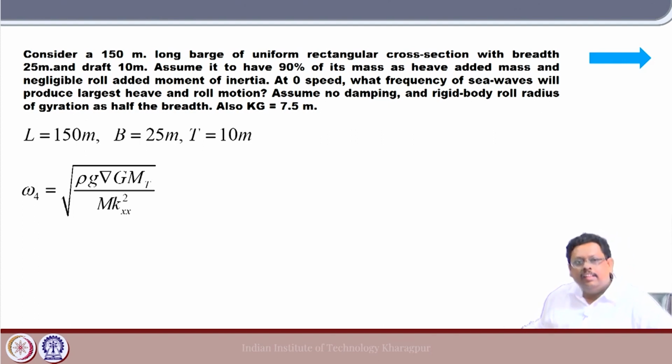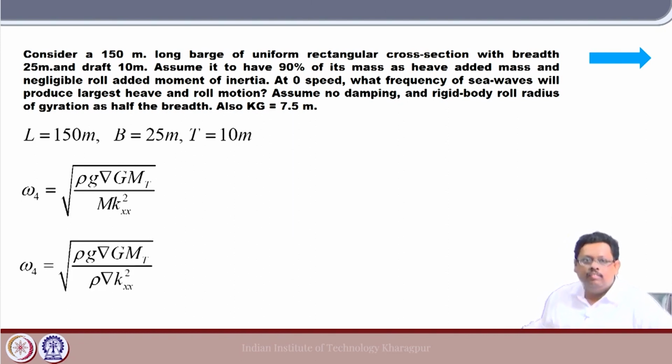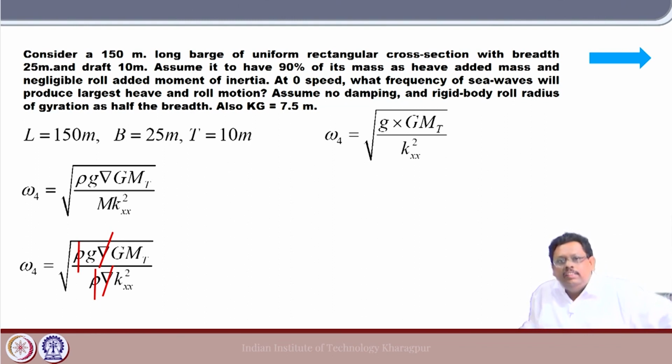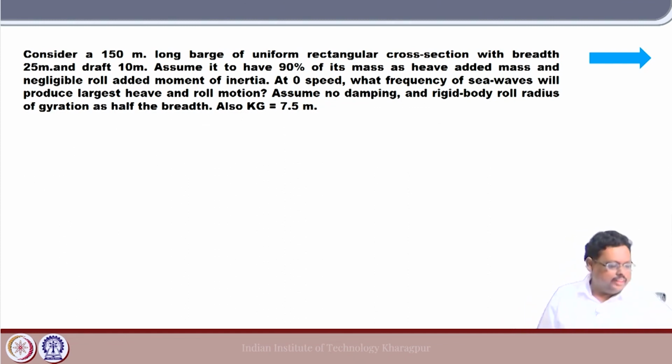So, again I substitute m by rho into V, that means the volume, or rho into delta, and then if I cancel the similar terms here also, rho and delta will be cancelled out. So, finally, I have omega squared equal to g into GMT by kx square. Now, the radius of gyration is given there, it is half of the breadth. So, it is 12.5. However, I have to calculate the value of GMT, right.